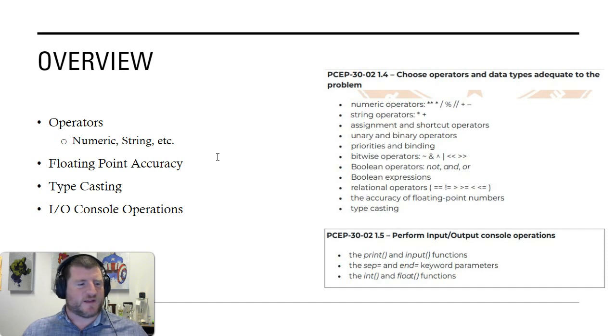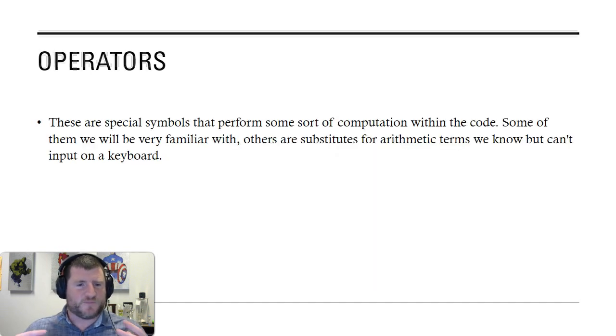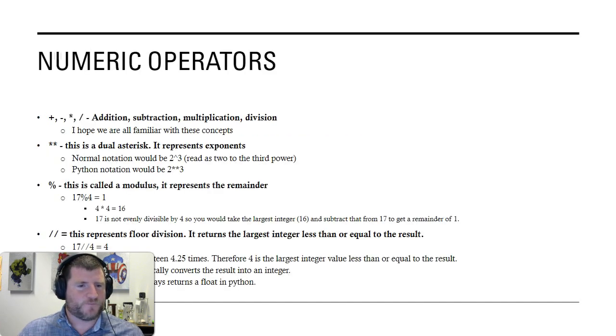This is something that Python's really pretty good at, and it's used a lot for manipulating and organizing data. So without further ado, let's jump down. We're going to start on the operators. Like I said before, these are things that actually happen in the code. They perform some sort of computation. Some of them are really familiar, just basic arithmetic. But other ones are substitutes for the arithmetic that we know, but that we can't necessarily input on a keyboard. We'll talk a little bit about what that is.